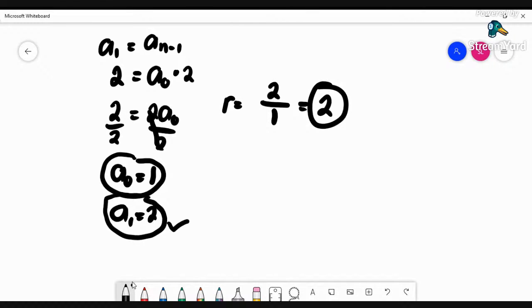Okay, this is the second term, and this must be the first term. So all you have to do is divide the second term by the first term. In this case, our given is the first term, so we have to find the number which is behind our first term. So those are the answers.